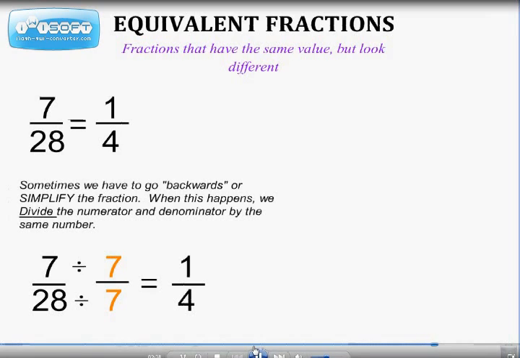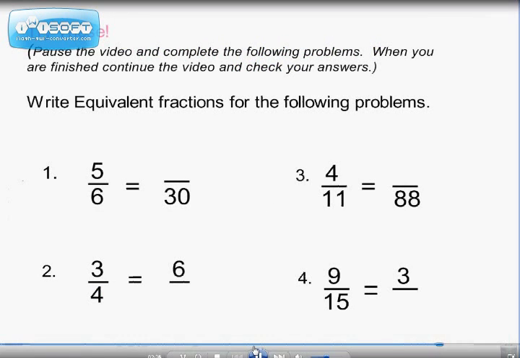Let's try a few examples. So try these. Pause the video and complete the following problems. When you are finished, continue the video and check your answers. Write equivalent fractions for the following problems. I've given you a numerator or denominator. You find the missing value.